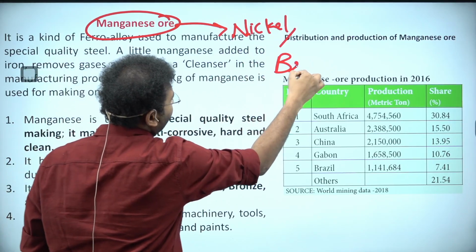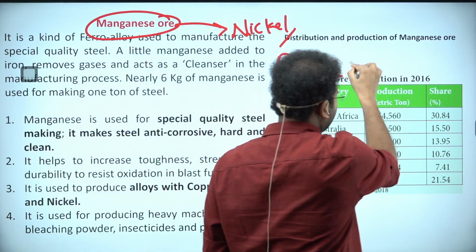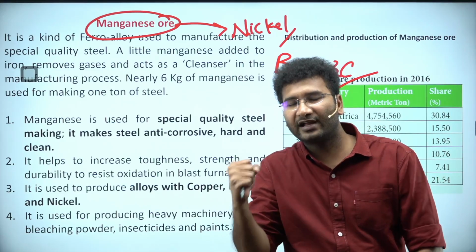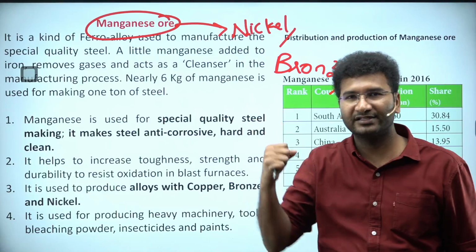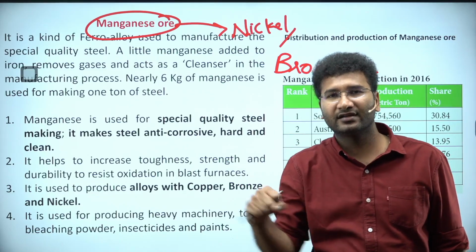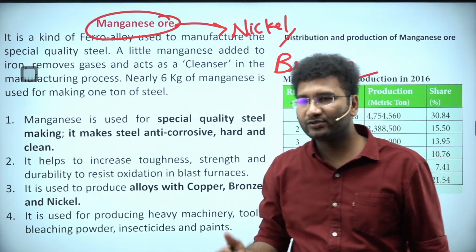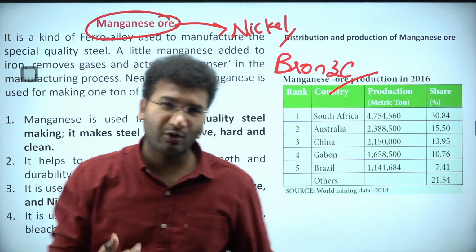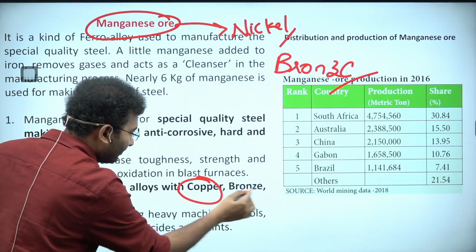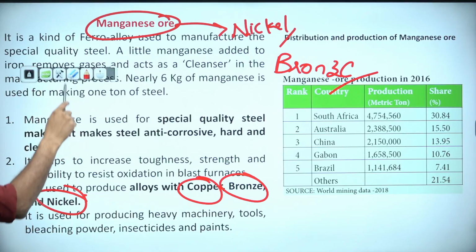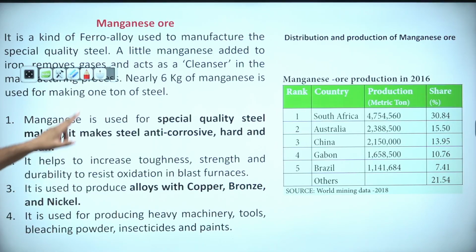It also forms an alloy with bronze, right? So manganese is used to increase the strength of a product. That means if you want to increase the strength of any product, manganese will be used. This is something which you need to know. It is used to produce an alloy with copper also. Look here, with copper, bronze and nickel. These three things, right? It is also used as a pesticide and insecticide.